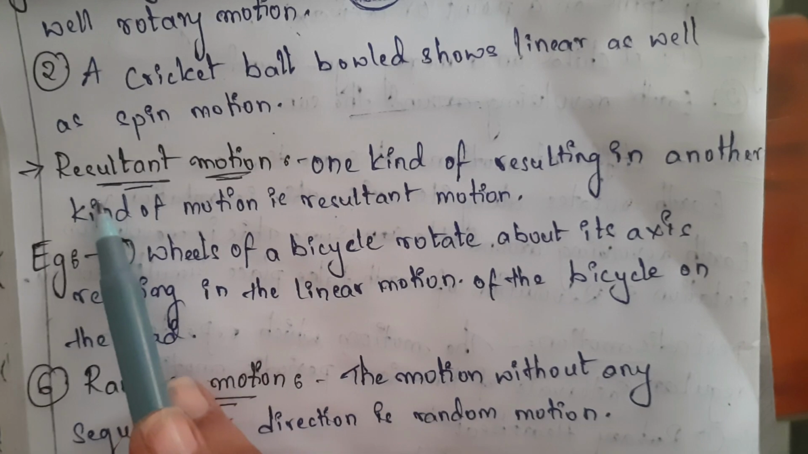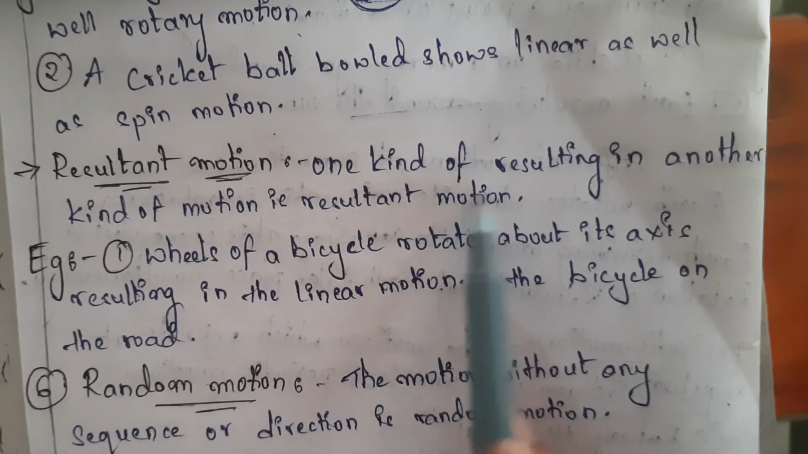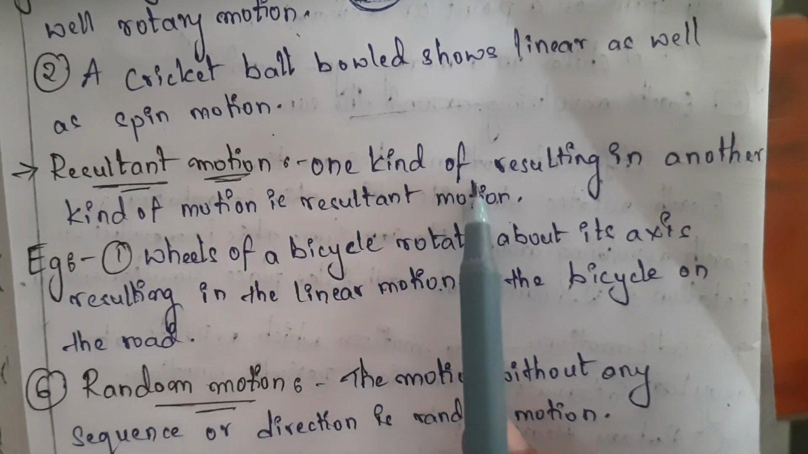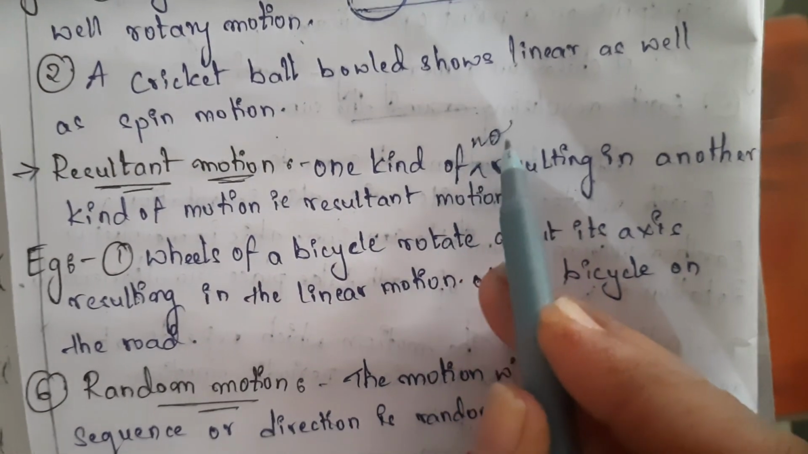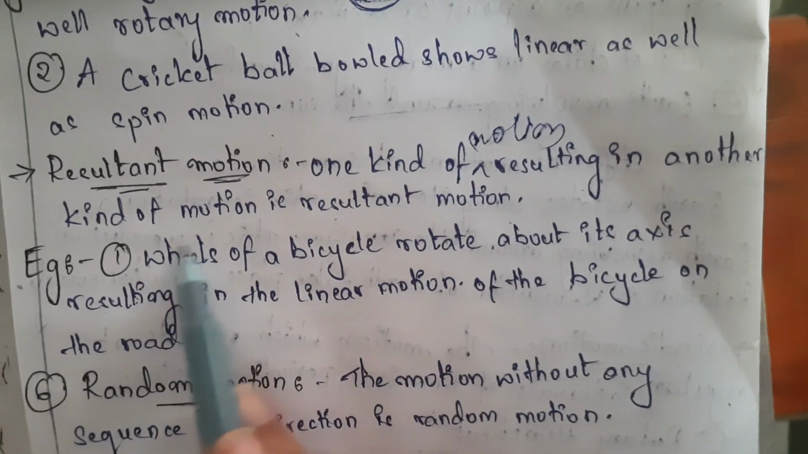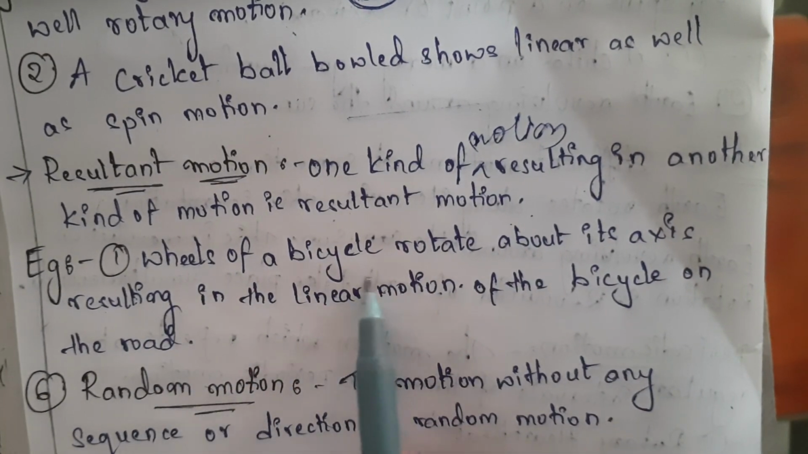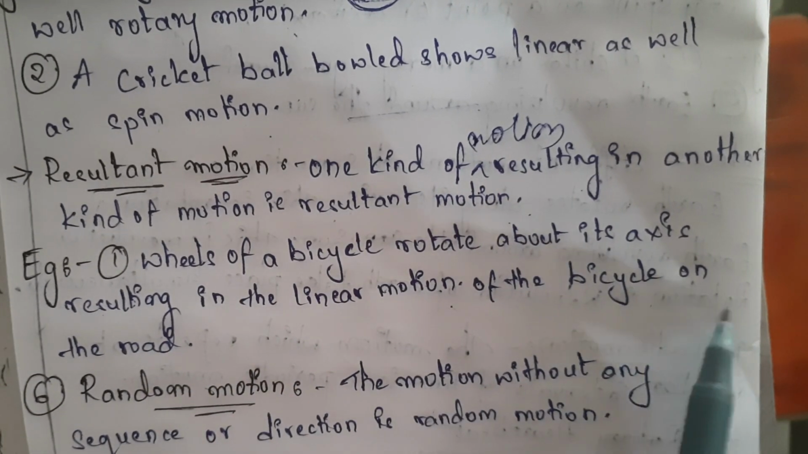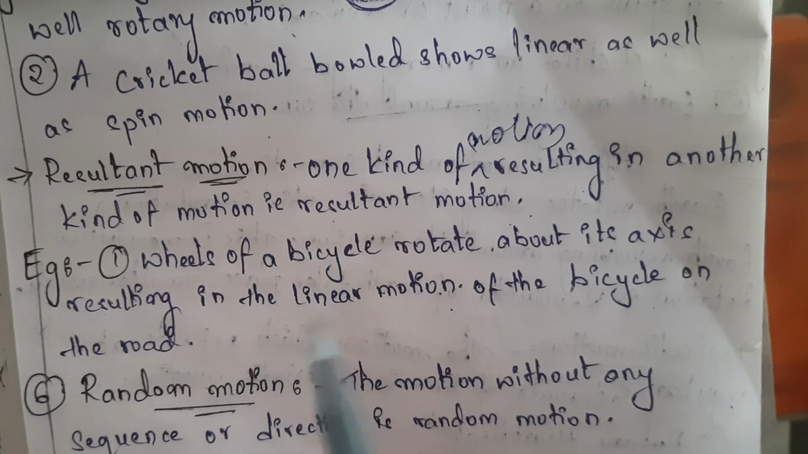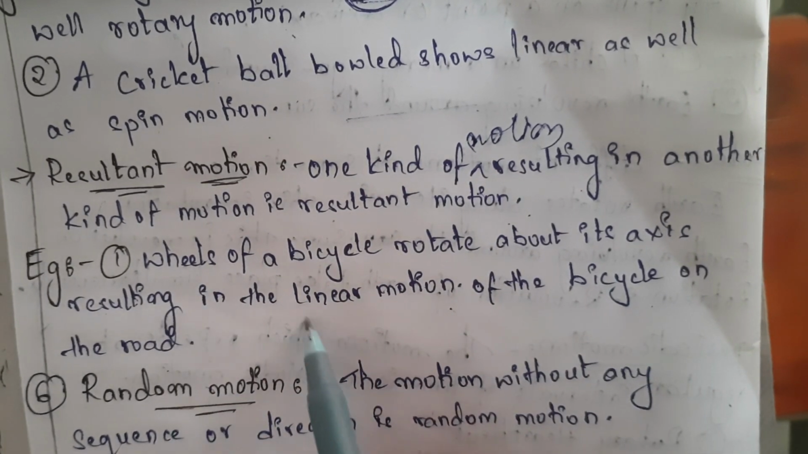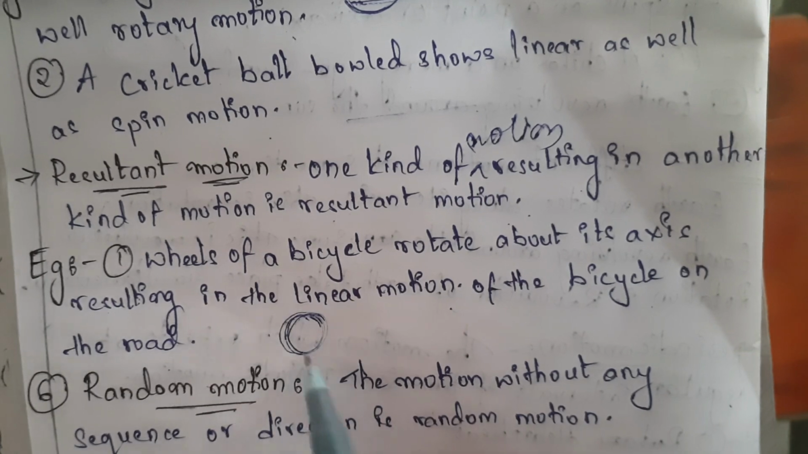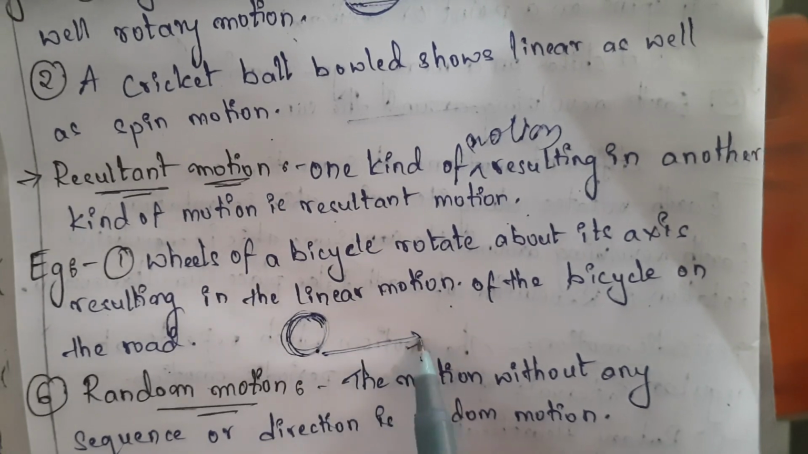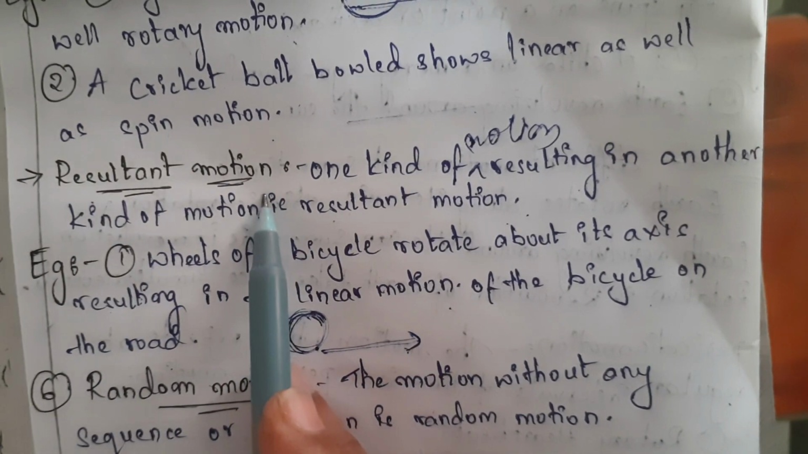And the next one, resultant motion. One kind of motion resulting in another kind of motion is called resultant motion. When one kind of motion results in another kind, then we call it as resultant motion. For example, wheel of a bicycle rotates about its axis, resulting in the linear motion of the bicycle on the road. So here, because of one, the other is caused. That is, when the wheel of the cycle is rotating, what is this making? It is making the cycle to move. So when one movement is causing the other to happen, we call it as resultant motion.